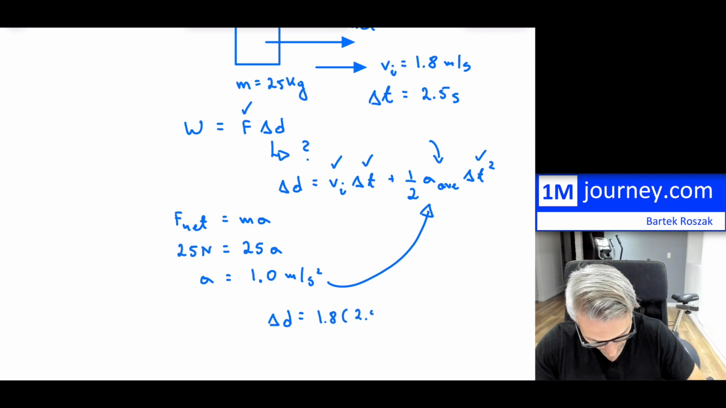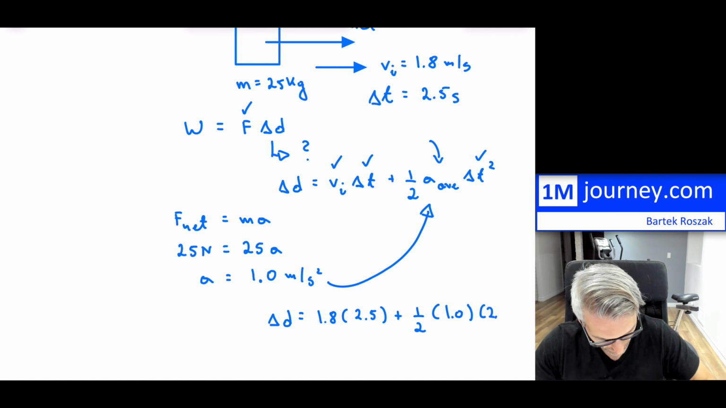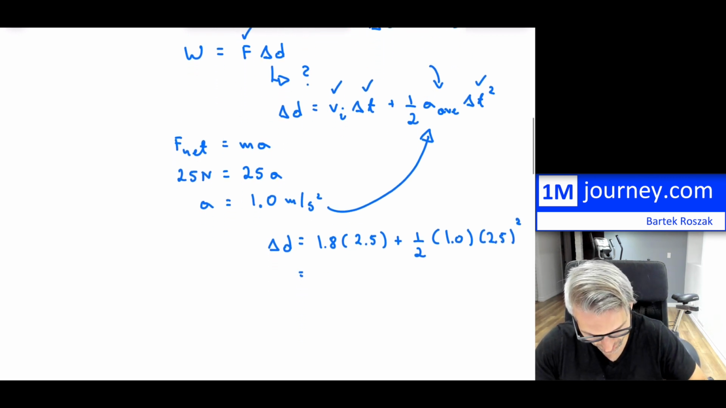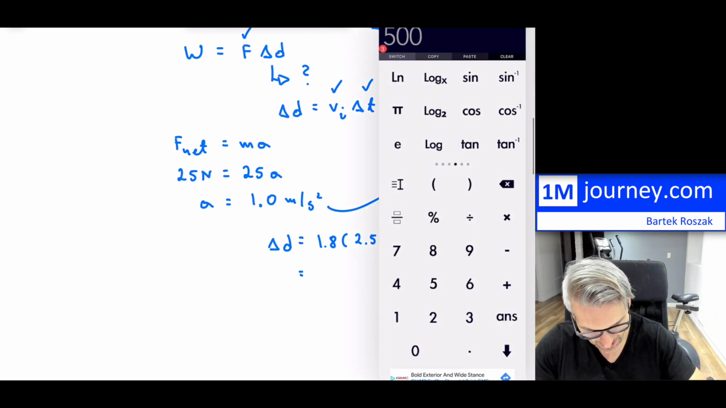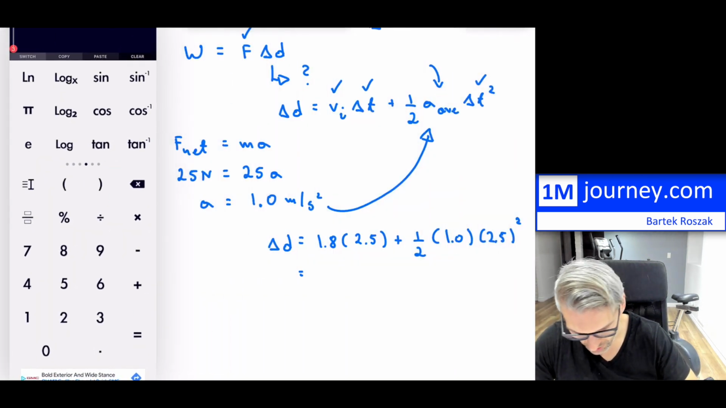Notice this was 2.5 seconds, plus this is going to be 1/2. This is going to be just 1, and this is going to be 2.5, and this is squared. So let's see how far this actual object has moved. I can take up my calculator and substitute it all back in.